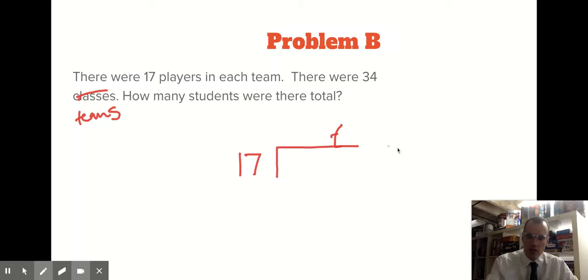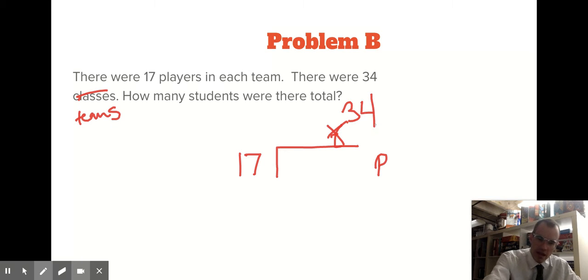And then, how many students were there? And we'll call that players. How many players were there total? So we have 17, T, and P. Do we know P or T? We know T, so that's 34. And we're going to turn that into an up and down multiplication problem on the next page.